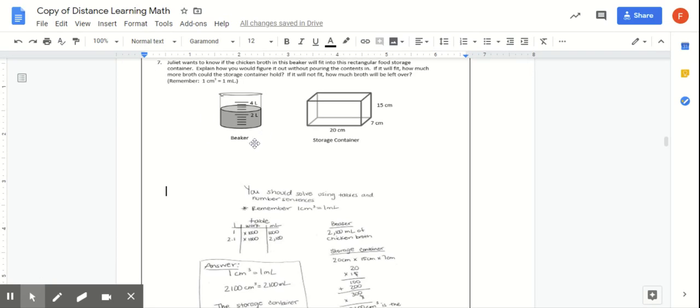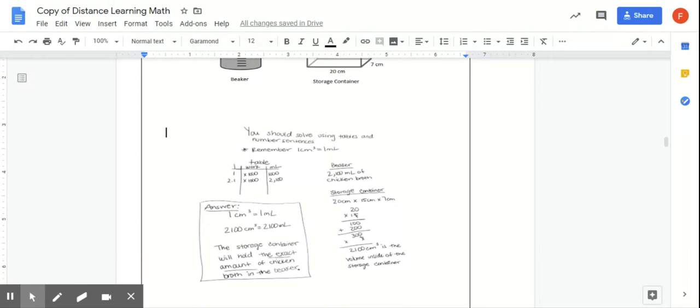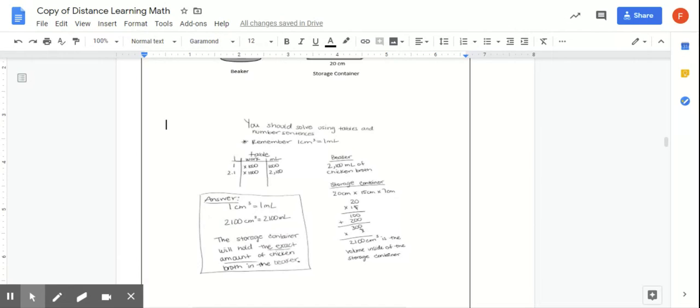So if we're looking at our beaker full of chicken broth, we can see that there's 2.1 liters of chicken broth inside of the beaker. Now, it is our job to convert liters into milliliters, right? Because the information that we have here is a conversion from centimeters cubed to milliliters. So we must convert our liters into milliliters. If we look at the work down below, it reminds you to solve using tables and number sentences. And remember, 1 centimeters cubed equals 1 milliliter.